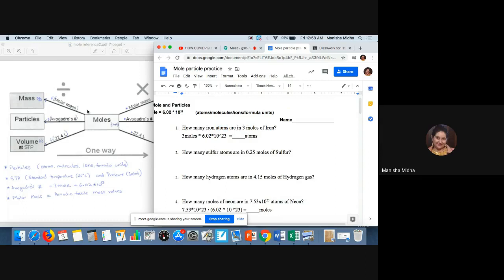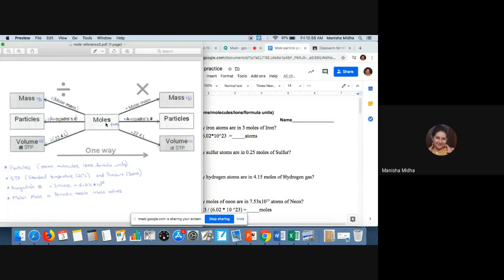So let's find where our moles are on the roadmap. It's in the middle, it's right here. So this is our starting point. So remember, we cannot go backwards, we have to go forward. So we have to only go in the right direction. That means we are going to multiply. But where are we going to? Mass, are we going to particles, or are we going to volume?